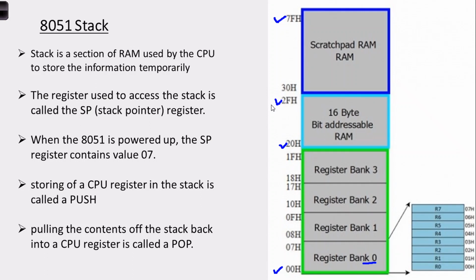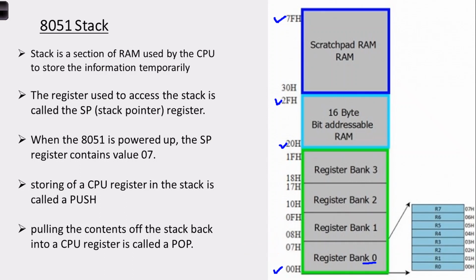Now, when we look at our registers, our addresses vary from 0 hexa to 7F hexa, right? So here we can observe that the default address stored in the stack pointer register is 07 hexa.